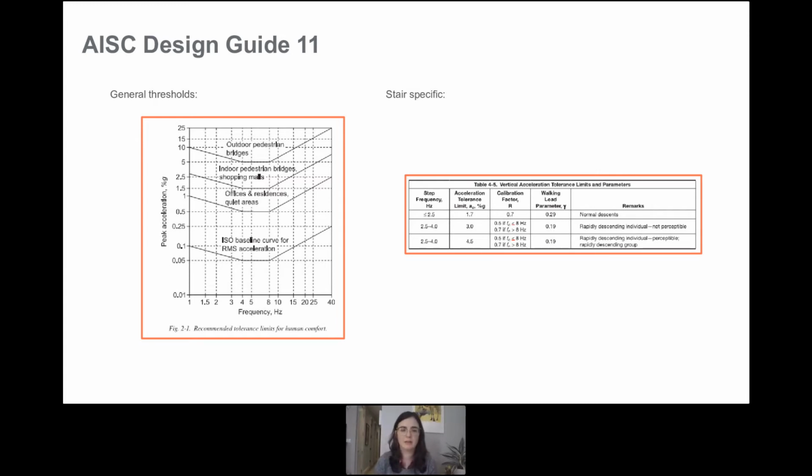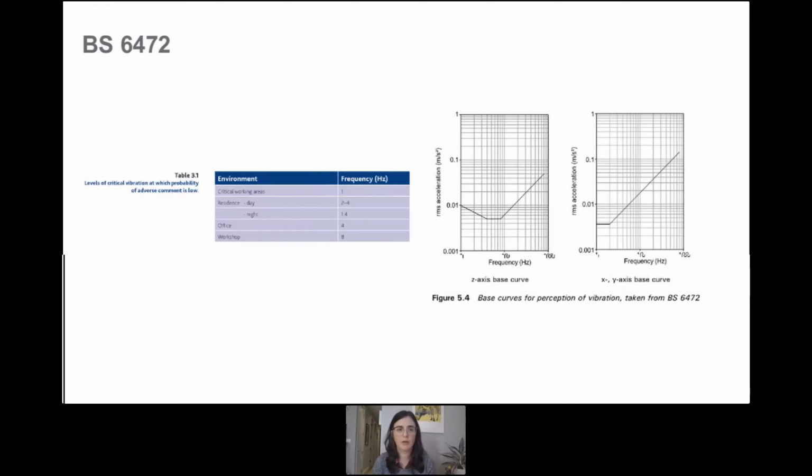And to that end, similarly for stairs in particular, you're going to have a different level of comfort whether you are walking down the stairs, running down the stairs, or if there is a large group running down the stairs for an evacuation event or something of that nature. You're going to be okay with different levels of perceived vibration, right?